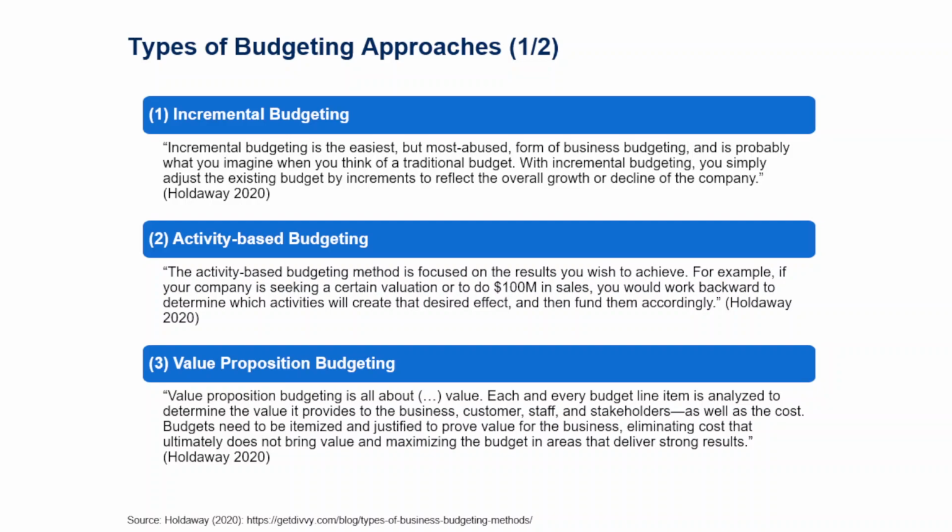Another approach is the value proposition budgeting approach. And that looks at each line one by one and asks for each line, what is the value that this line creates to the customer, to our staff, to stakeholders, shareholders, to the business overall. So basically, each line item in the budget, each profit and loss statement line needs to be justified. And anything that does not bring value is basically cut or reduced, and things that bring a lot of value are then increased and try to maximize the budget in those areas that deliver strong results. So that's value proposition budgeting.